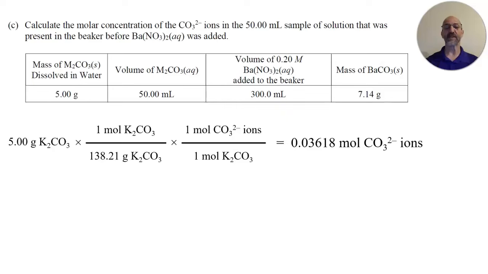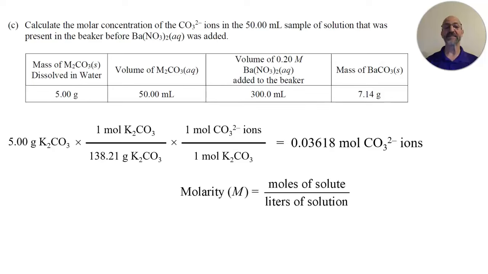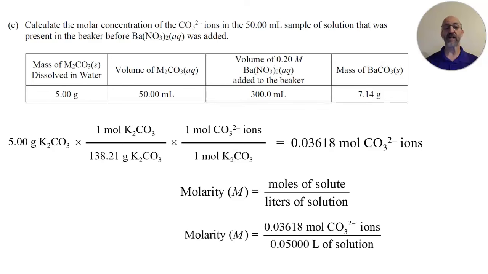So 0.03618, that's the number of moles of carbonate ions. And molarity is moles per liter. So if I take that number of moles of carbonate ions and divide by the volume in liters, and 50 milliliters would be 0.0500 liters. Again, you're dividing by 1,000. When you go from milliliters to liters, you divide by 1,000.